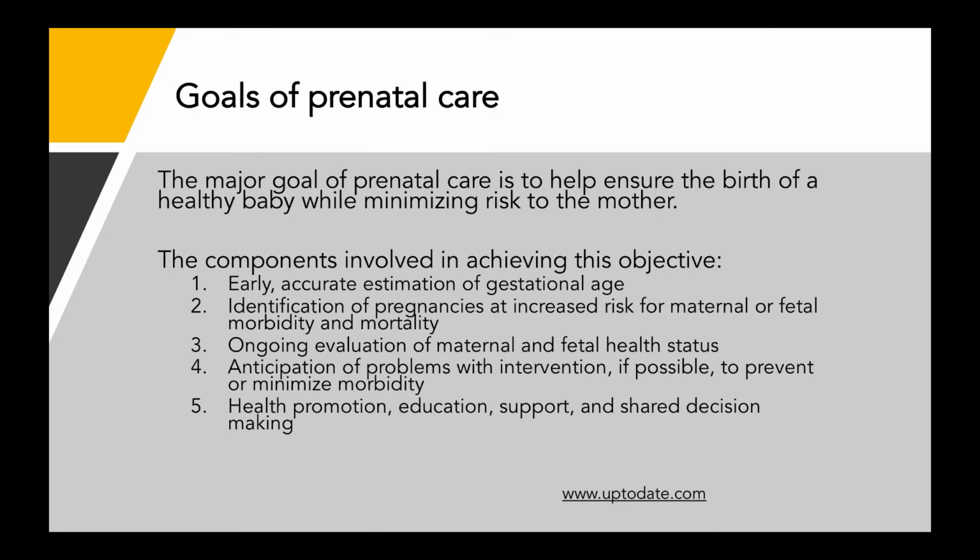The major goal of prenatal care is to help ensure the birth of a healthy baby while minimizing risk to the mother. The components involved in achieving this objective are the following: early and accurate estimation of gestational age, identification of pregnancies at increased risk for maternal or fetal morbidity and mortality, ongoing evaluation of maternal and fetal health status, anticipation of problems with intervention if possible to prevent or minimize morbidity, and health promotion, education, support, and shared decision making. So as you can see, it is one of the goals of prenatal care to identify high-risk pregnancies.